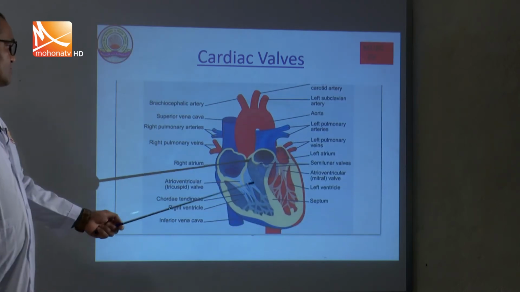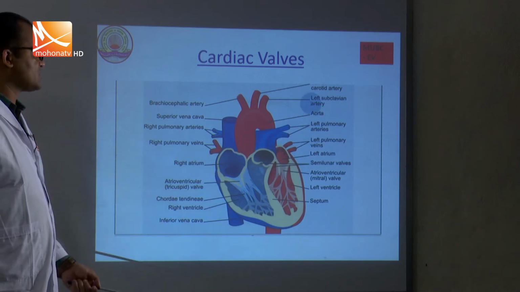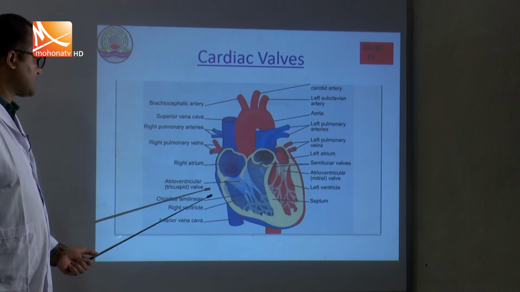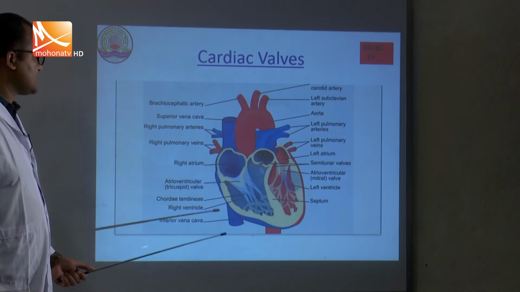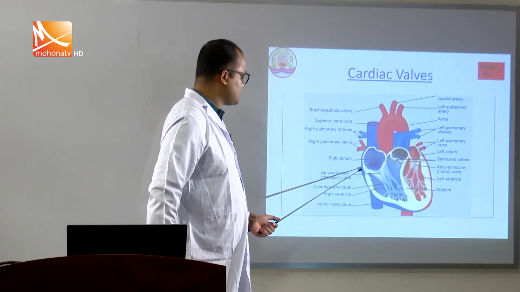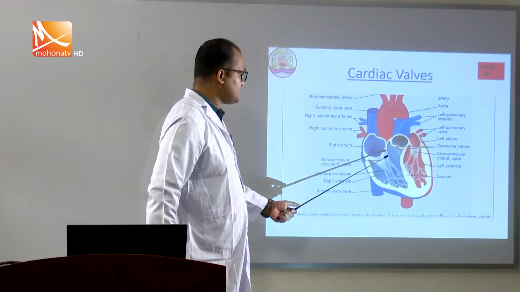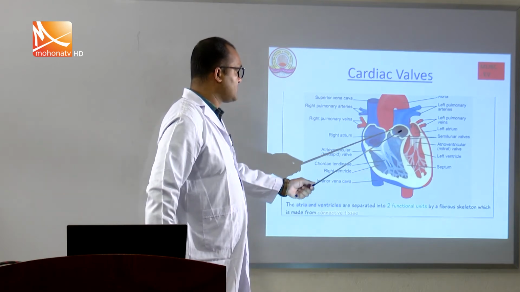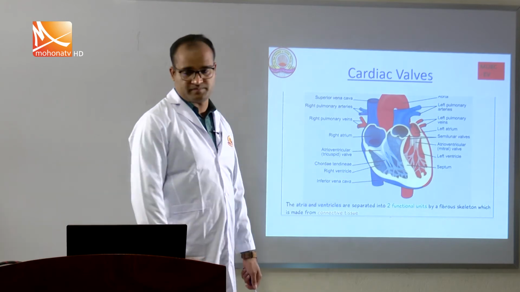In the heart valves, we can see some semilunar valves, and we can see the left subclavian artery, and the atrioventricular valve, and also the inferior vena cava. And the two ventricles are always separated by the septum.